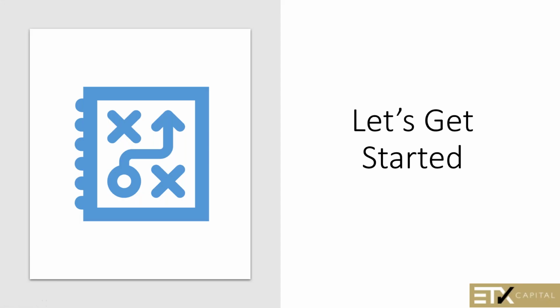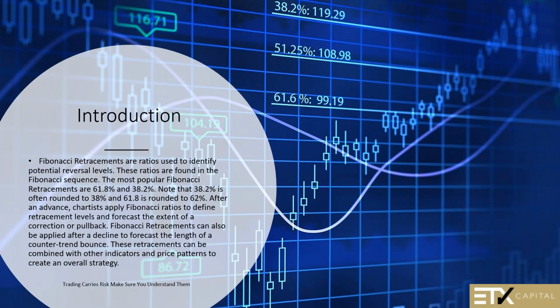Class, we're going to be discussing Fibonacci retracements. Fibonacci retracements are ratios used to identify potential reversal levels. These ratios are found in the Fibonacci sequence. The most popular Fibonacci retracements are at the 61.8 level and the 38.2.